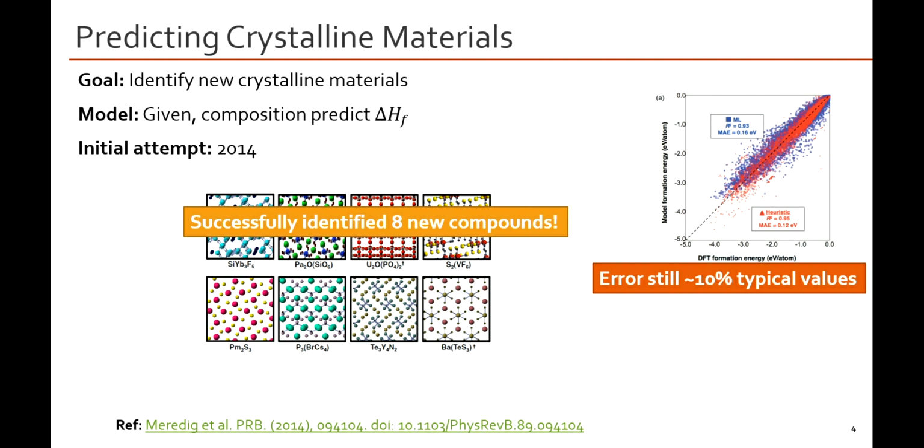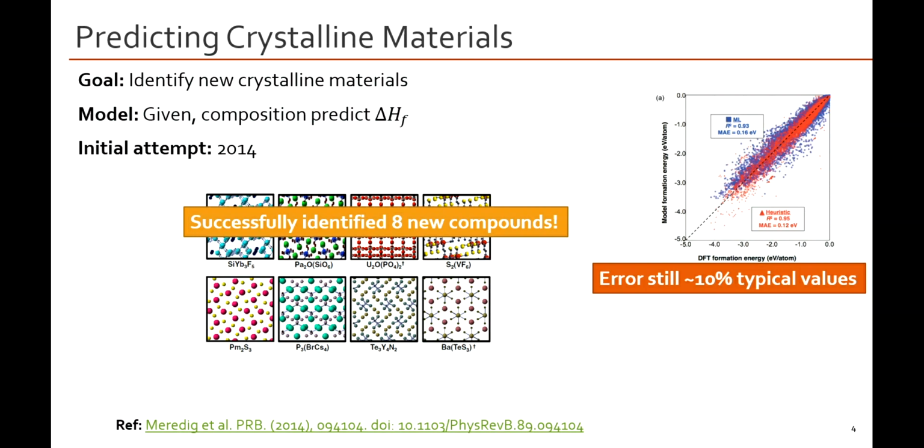And the route that we explored for this, starting with a paper by Bryce Meredig in 2014, was to build machine learning models that take the composition of a material and predict the so-called formation enthalpy, delta HF. Delta HF is a measure of how much energy is released if I take elements and mix them together to form a compound. And if I can predict that well, I can predict where new compounds should form.